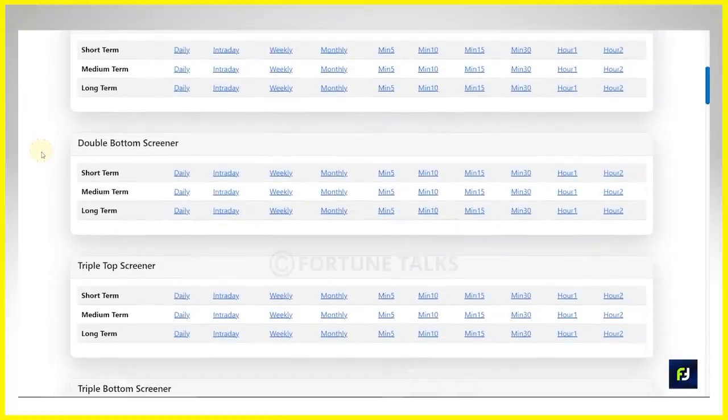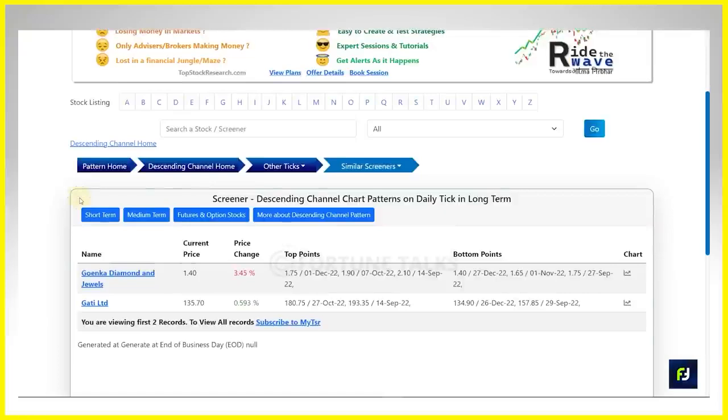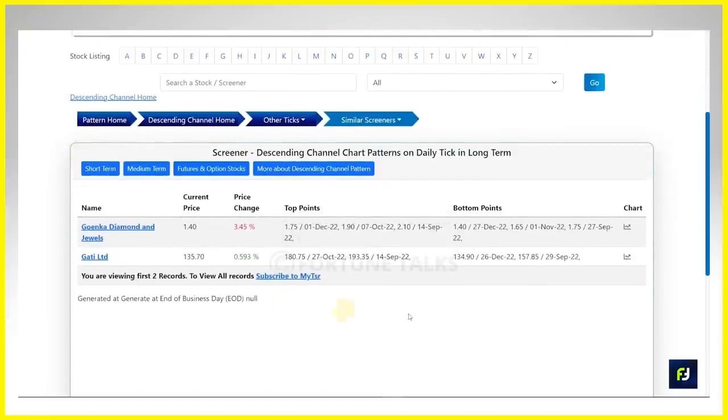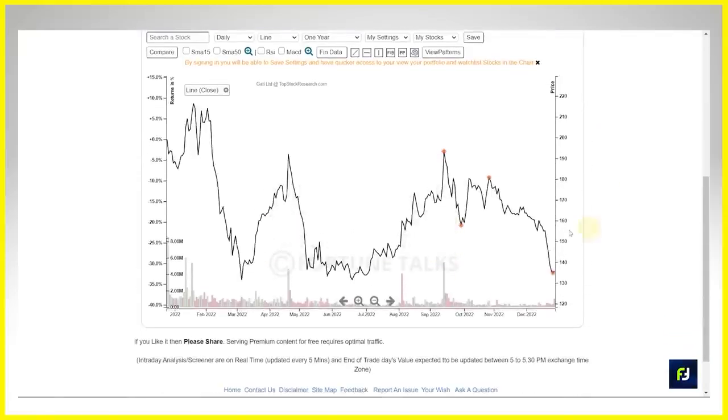You can check all other pattern screens in the same manner. Also keep in mind that this scanner will only scan for ongoing patterns and it will not show any data of previous patterns formed, which is necessary for backtesting.